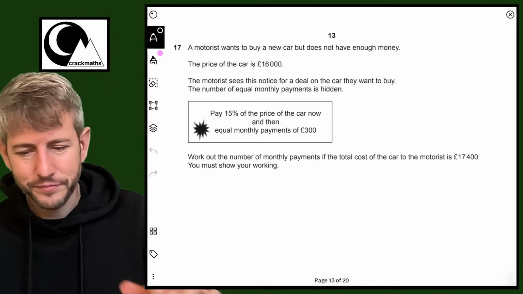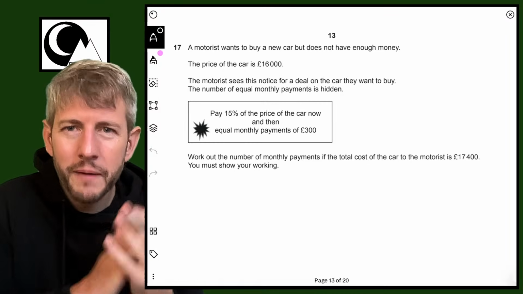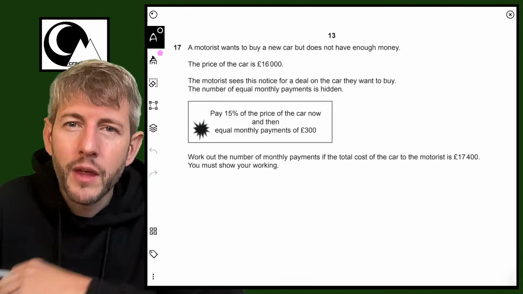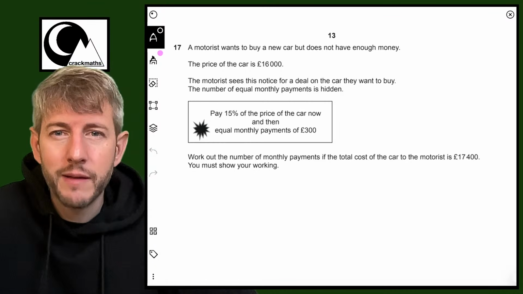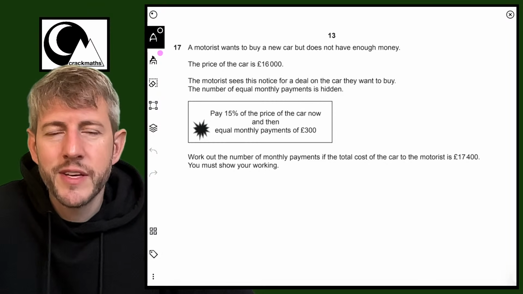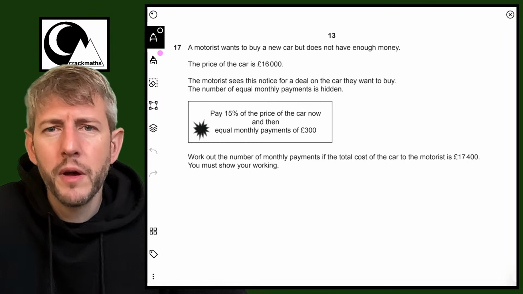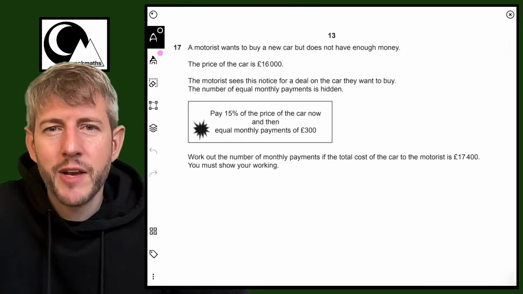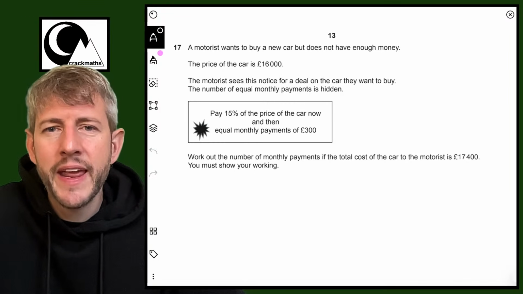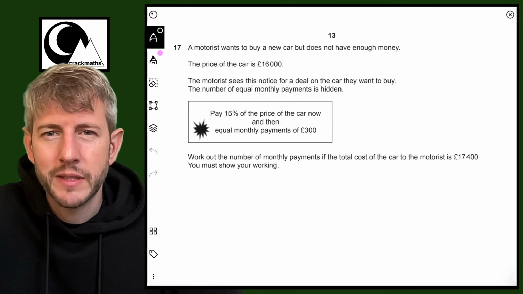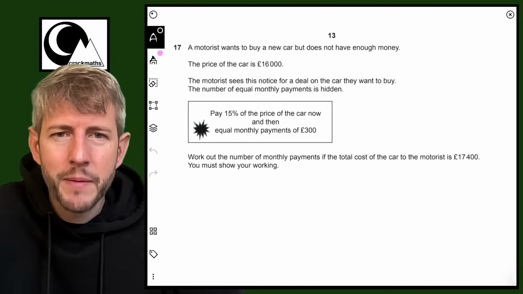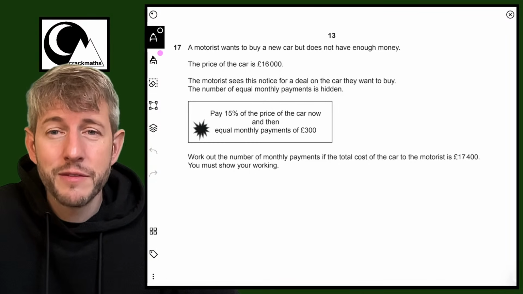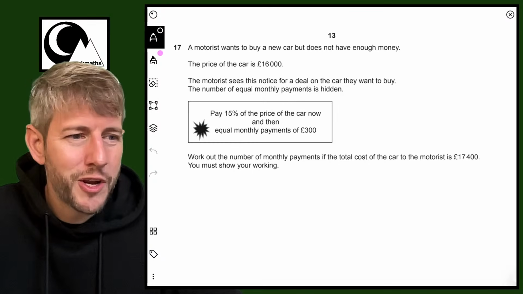So here we go. Ooh, it's a long one. Okay, so what we've got here is a motorist wants to buy a new car but does not have enough money. The price of the car is £16,000. The motorist sees this notice for a deal on the car they want to buy. The number of equal monthly payments is hidden. So pay 15% of the price of the car now and then equal payments of £300. Work out the number of monthly payments if the total cost of the car to the motorist is £17,400. You must show your working out.